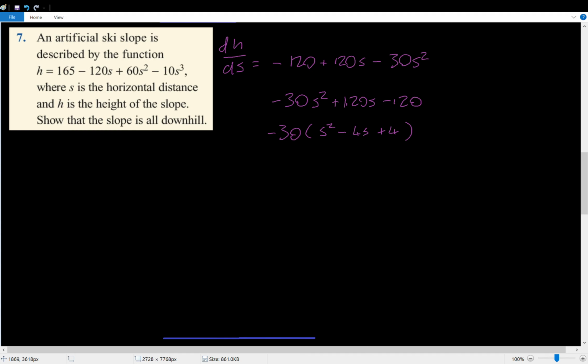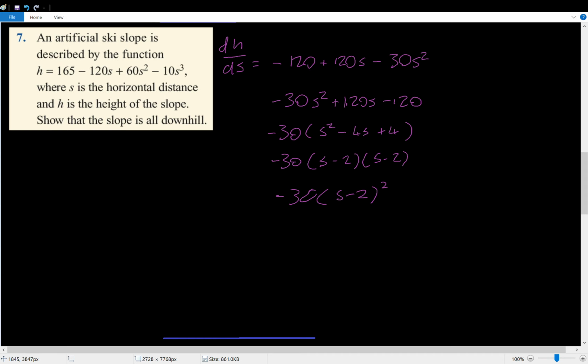And then what we have inside is a quadratic trinomial, which we can also factorize. So we're going to have minus 30, and it's going to be s minus 2 times s minus 2, which means our full factorization of this is going to be minus 30 times s minus 2 squared. Okay, so that's our expression for dh ds factorized.